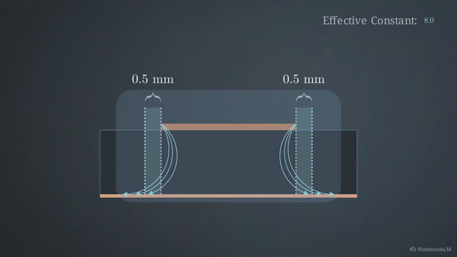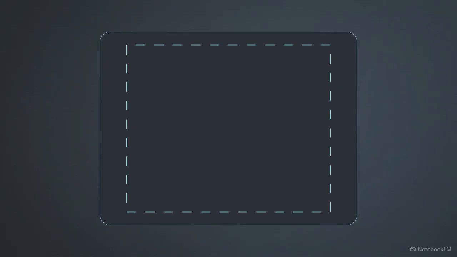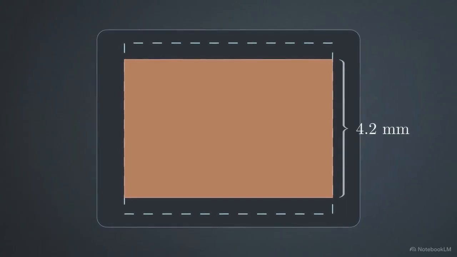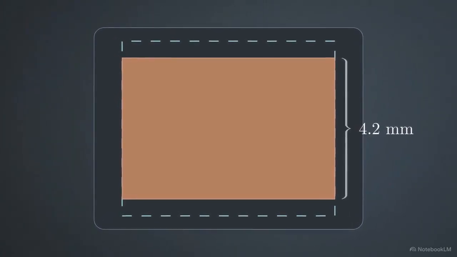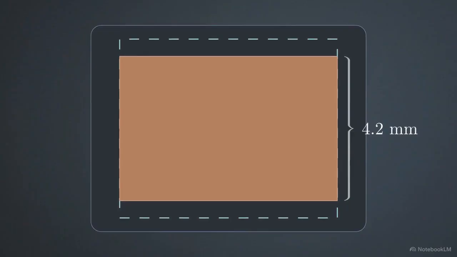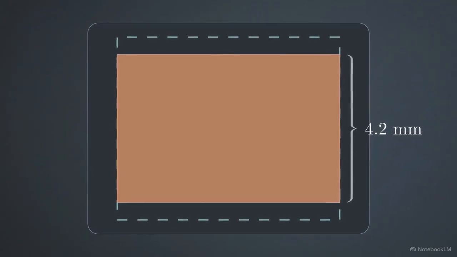We must determine the precise distance the fields will push past the edge of the copper. The calculation reveals an extension of roughly 0.5 millimeters of invisible electrical length on both sides. Finally, step 4 is calculating the true physical length. We take our target electrical length and subtract those invisible field extensions. This gives us our final geometric measurement. The solid copper must be cut to exactly 4.2 millimeters.